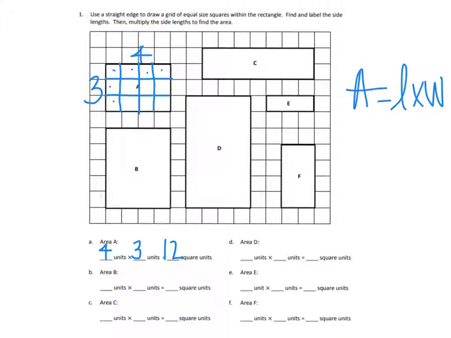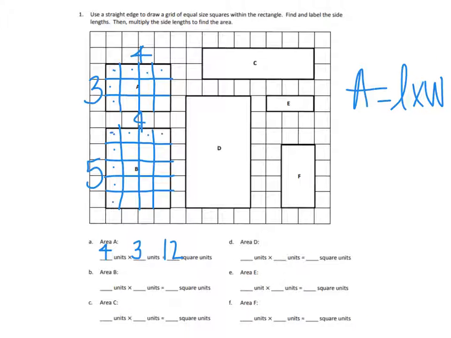Now let's take a look at rectangle B. Go ahead and draw the grid lines so that they connect. Go ahead and count the squares to find the length and width. Pause the video while you work and replay when you're ready or if you get stuck. So the length is 1, 2, 3, 4. The width is 1, 2, 3, 4, 5.